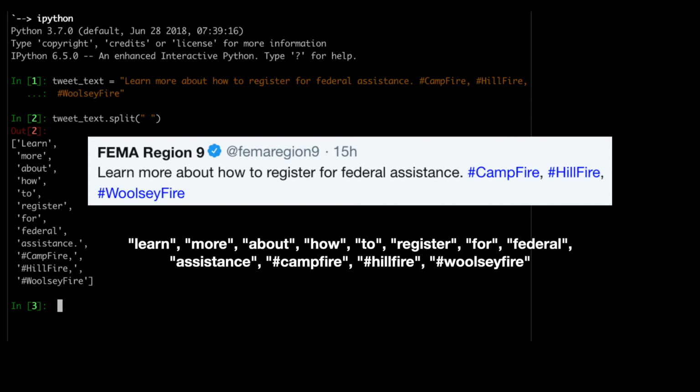So in Python or R or whatever language you use, maybe the first thing you think about is just splitting on white space. So here's an example of this. We have that tweet text and we call split on white space. And we get back these keywords, learn more about, etc. This works decently well, but we run into a problem where now our tokens assistants or hashtag Hillfire have these punctuation marks after them. Do we really care about that? Is assistants with a period at the end different than the token assistants? If we're looking for hashtags like campfire or Hillfire, we probably want to not include those punctuation points.